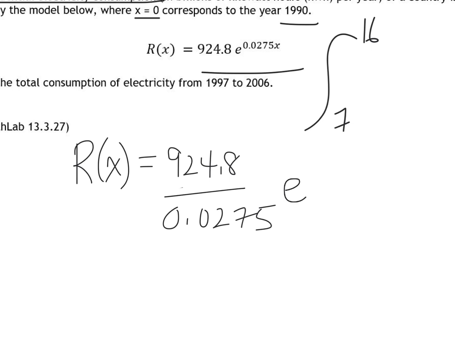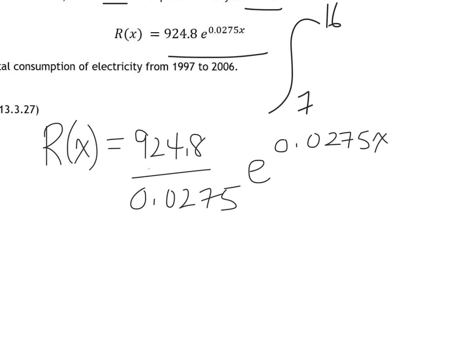Okay, so we're going to divide by that a value, right? And then we just repeat that 0.0275x, yeah? And so what is that?